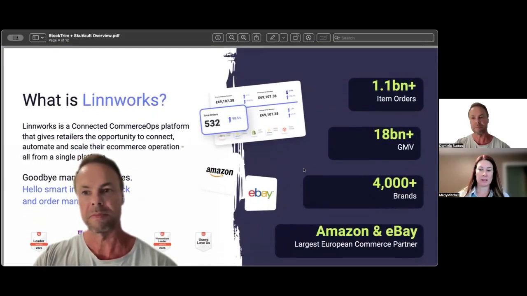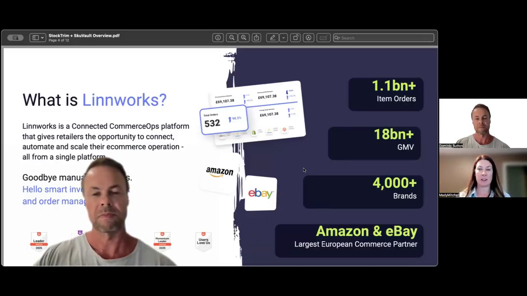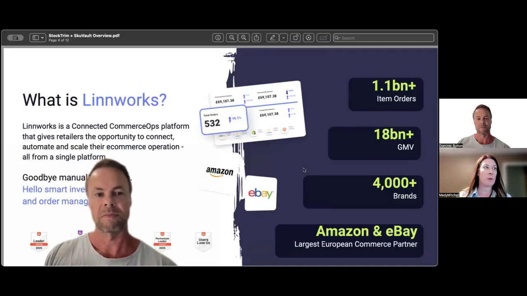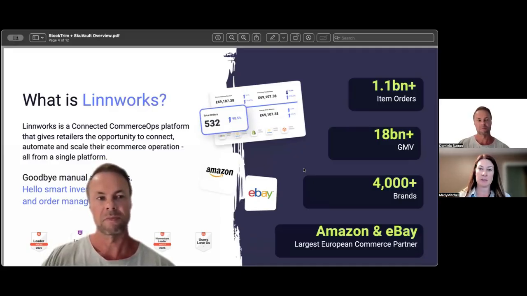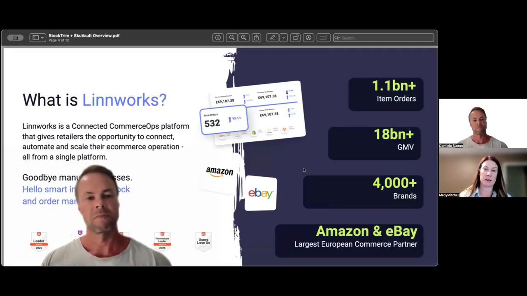The SkuVault product is the particular one that we're talking about today that actually integrates with StockTrim. It is a subset underneath of our Linworks product. So Linworks and SkuVault is the company as a whole, just to understand that portion of it. But what we are is connected commerce. So we're going to connect everything that you have in your system, StockTrim, your marketplaces, and bring all of them in and be able to control the inventory and everything within our system.